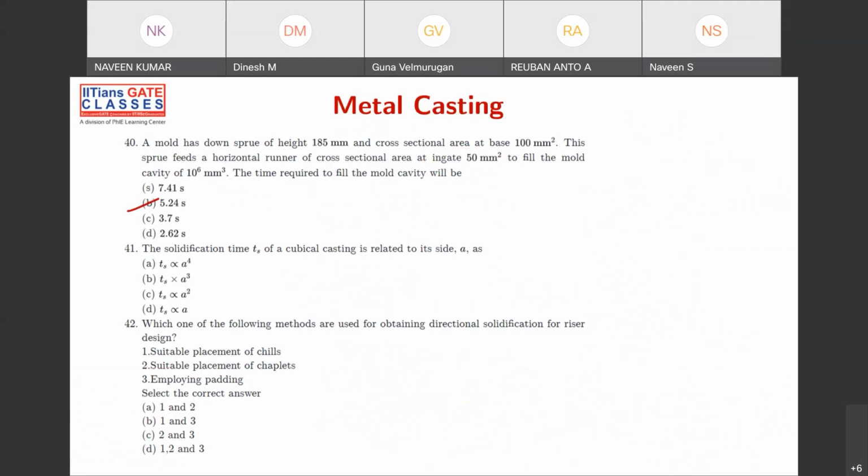Okay, what about the next one? What about the next one? 41. Come on, please, Tejasvi, please check it again. Is it A cube?